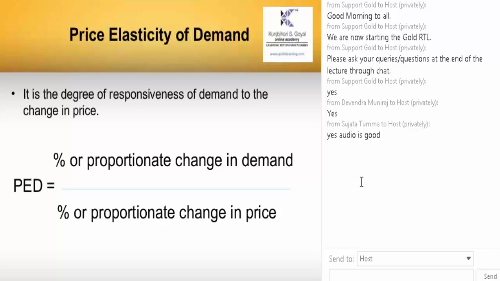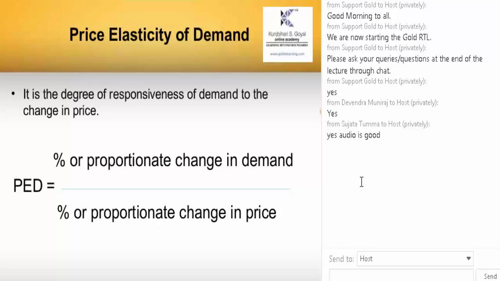So price elasticity of demand is the degree of responsiveness of demand to the change in price. It means how responsive demand is due to the change in price; that is known as price elasticity of demand. Right? Suppose the price increased by 5 rupees. Earlier the price was say 10 rupees. Now the price increased by 5 rupees, so the new price is rupees 15. As soon as the price becomes 15, different sections of society will demand differently. Some will not change their demand. Some will change their demand drastically. Right? We need to study this. This is known as elasticity of demand.